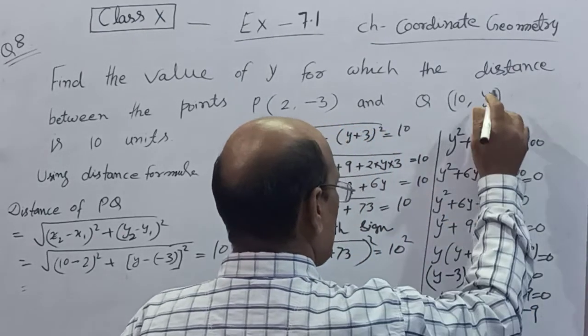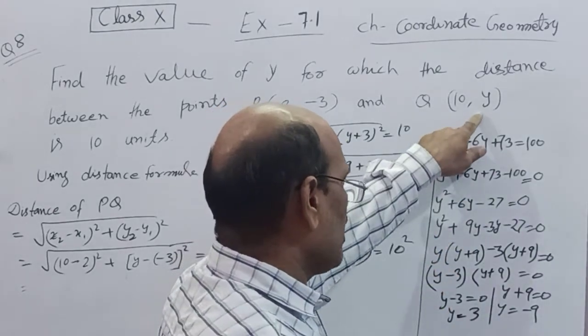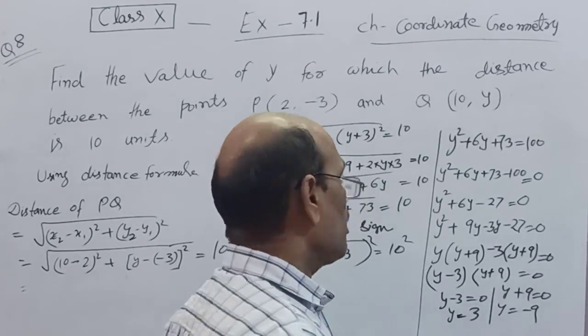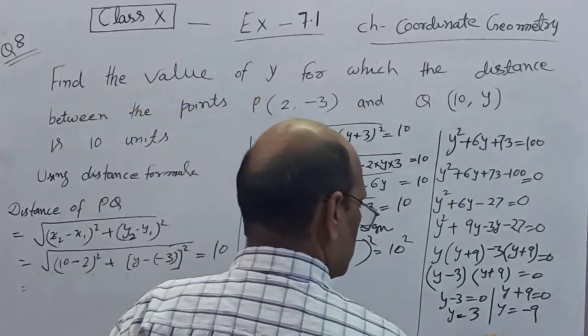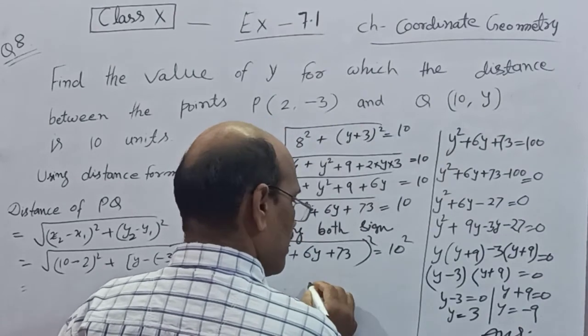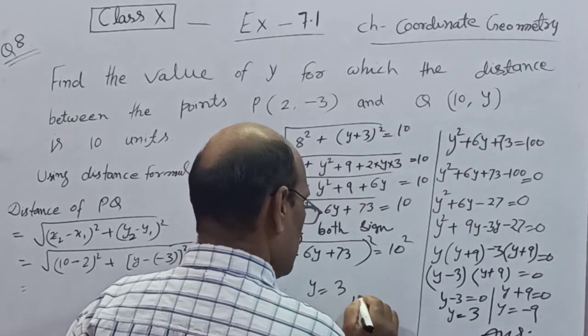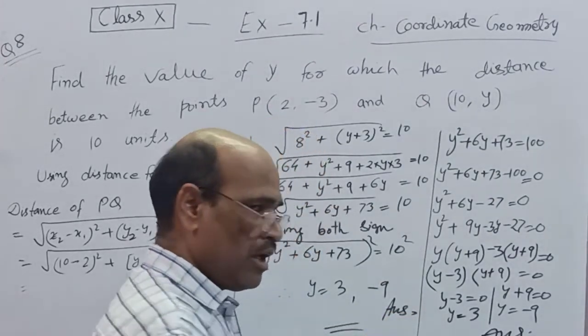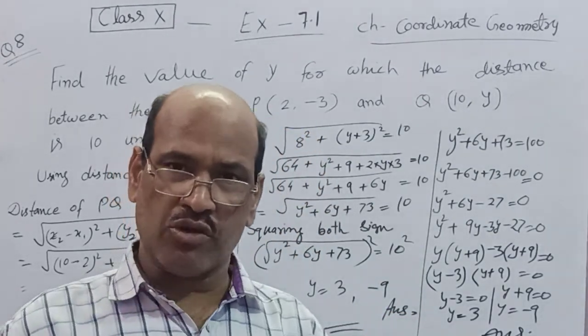Right? Then we have to find the value of y. Therefore, y is equal to 3 or minus 9. This is the answer. Okay? Therefore, in the last we can write y is equal to 3 and minus 9 also. This is the answer. Okay? And here this question is over.